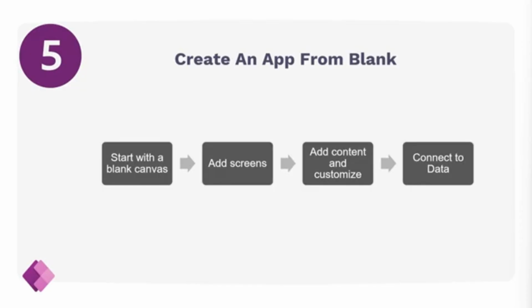Let's go back to our roadmap here. So in lesson 5, we're creating an app from blank. So we've added a few screens, and for each screen, we're adding content and we're customizing the content. We're also connecting to the data source. Let's go ahead and add an edit form for our edit screen. And let's go ahead and connect to the data source as well.